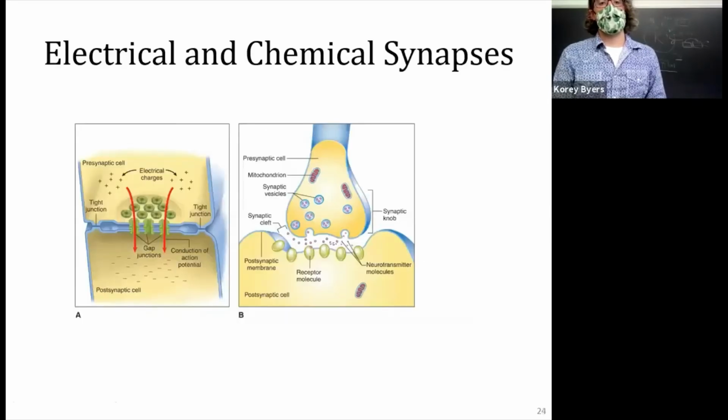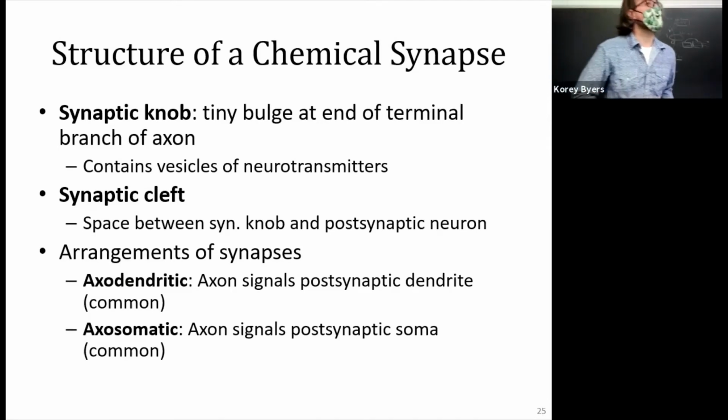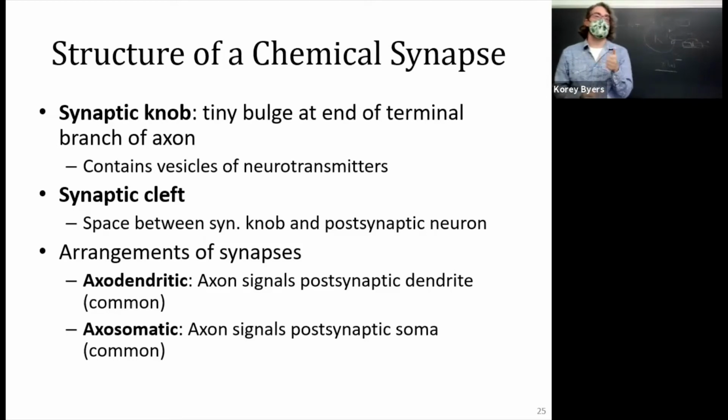And so those types of synapses have what's called a synaptic knob, which is the bulge at the end of your axon terminal. That just contains vesicles filled with neurotransmitters just waiting to go across the cleft, which is the space where the neurotransmitters can diffuse. And then at the postsynaptic neuron, the opposite cell, those neurotransmitters can be absorbed and taken in.